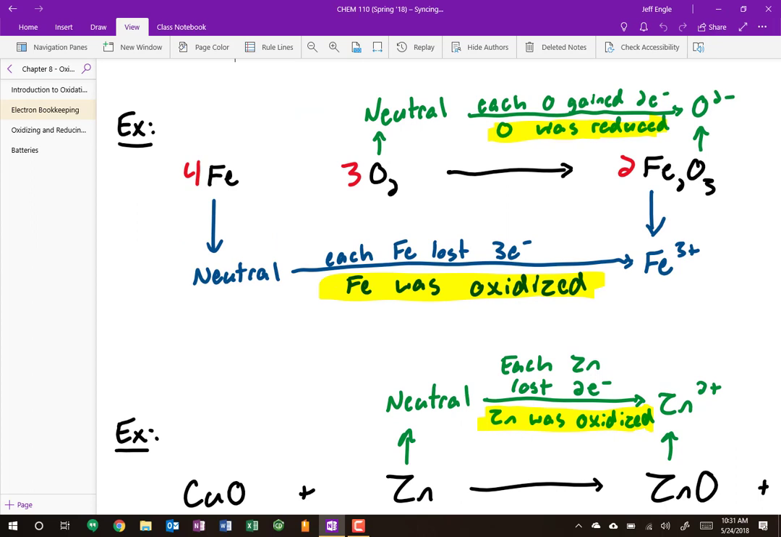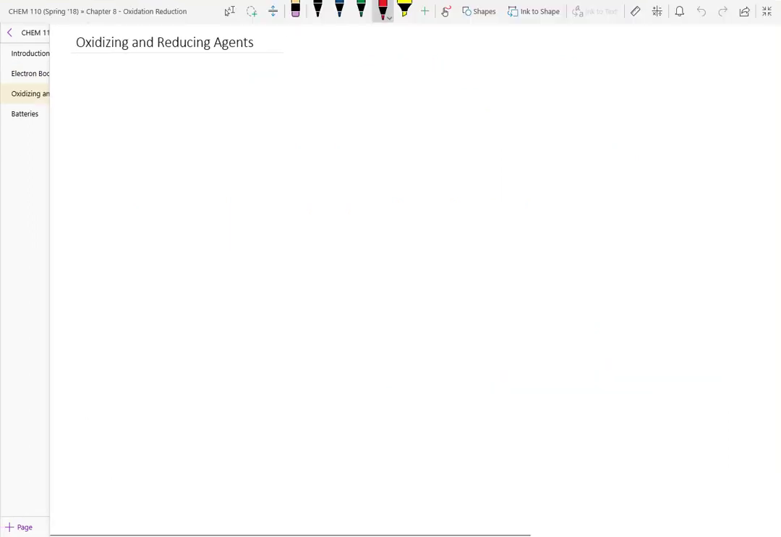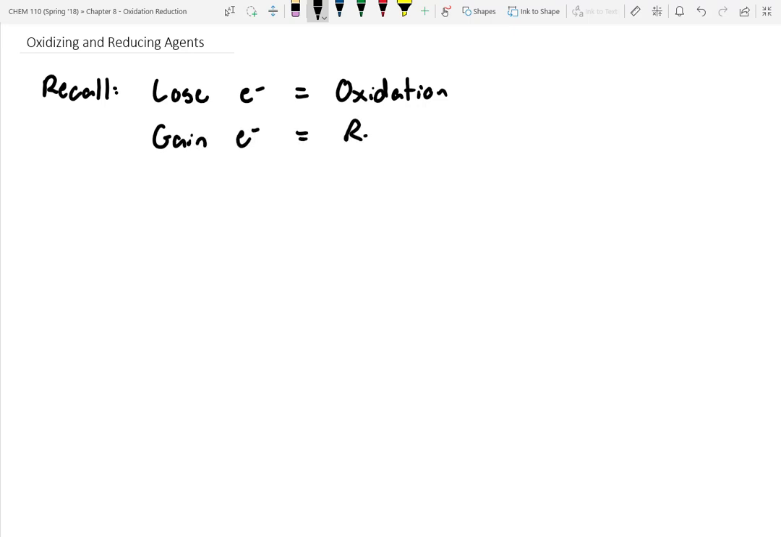So today we're going to talk about this in more detail and add in a few new terms. But let's briefly write down what we learned yesterday. When you lose electrons, is that an oxidation or a reduction? Who remembers? Oxidation. And if you gain electrons, that's going to be a reduction. So that's the most important thing we learned yesterday.